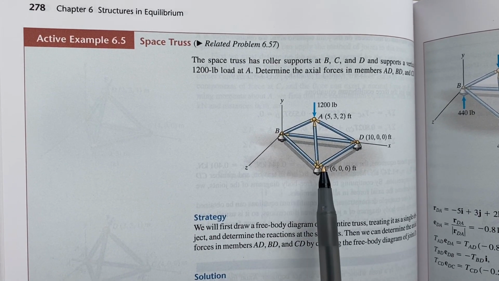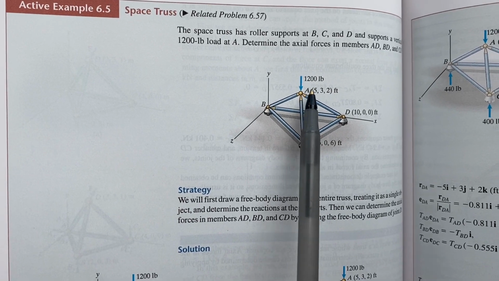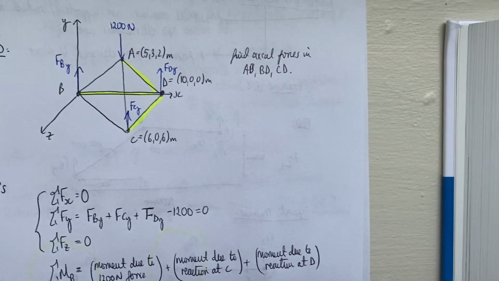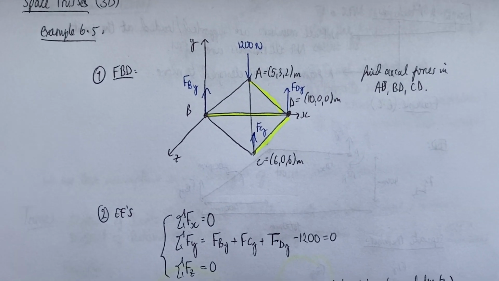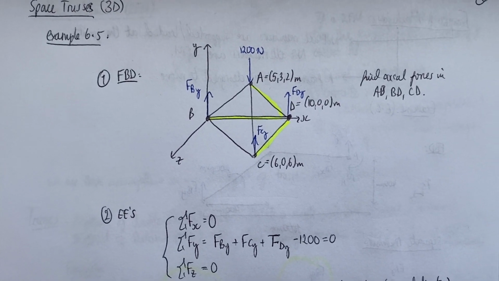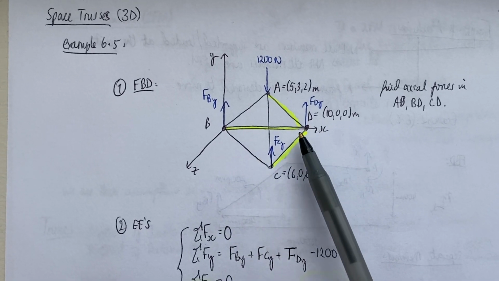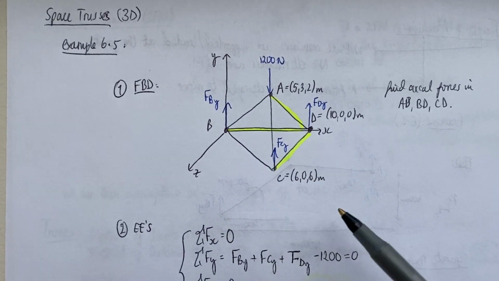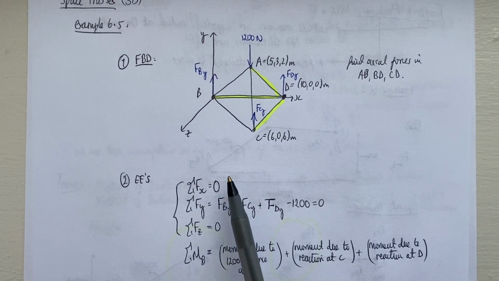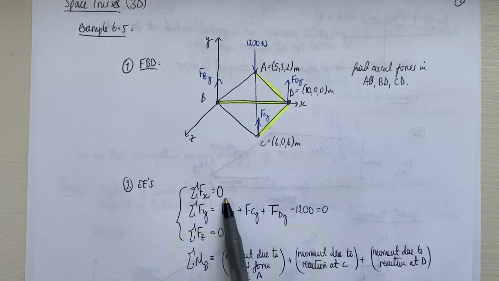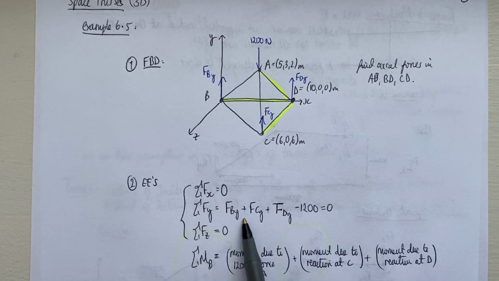We have B at the origin, these are all roller supports, and then we have this externally applied load at point A of 1,200 pounds. I've called that 1,200 newtons because I'm dealing in newtons and meters, but the example is the same. Because I've got roller supports, then I only have reactions in the y direction at each of these points. So the application of the equilibrium equations to the whole truss is actually quite straightforward. I have no forces in the x direction or the z direction, but I need to solve this equation here for the forces in the y direction.